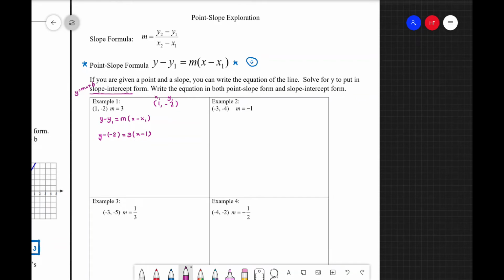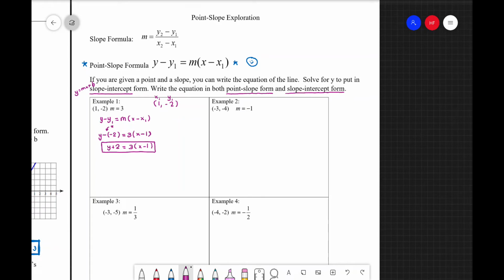And remember, it says to write it in both point slope form and slope intercept form. But this right here can be rewritten. Minus negative 2 is the same thing as saying plus 2. So I'm going to rewrite it as y plus 2 equals 3 times (x minus 1). And so that would be one of my answers. This is my line in point slope.